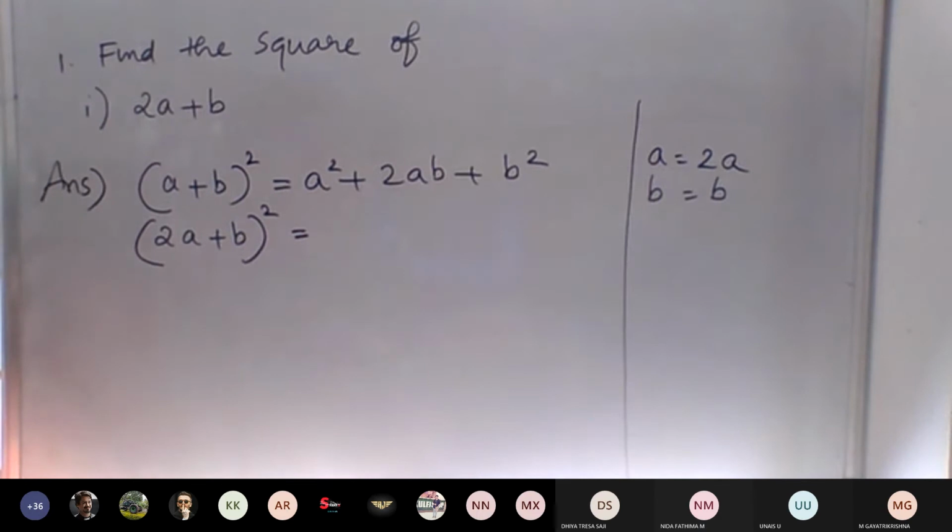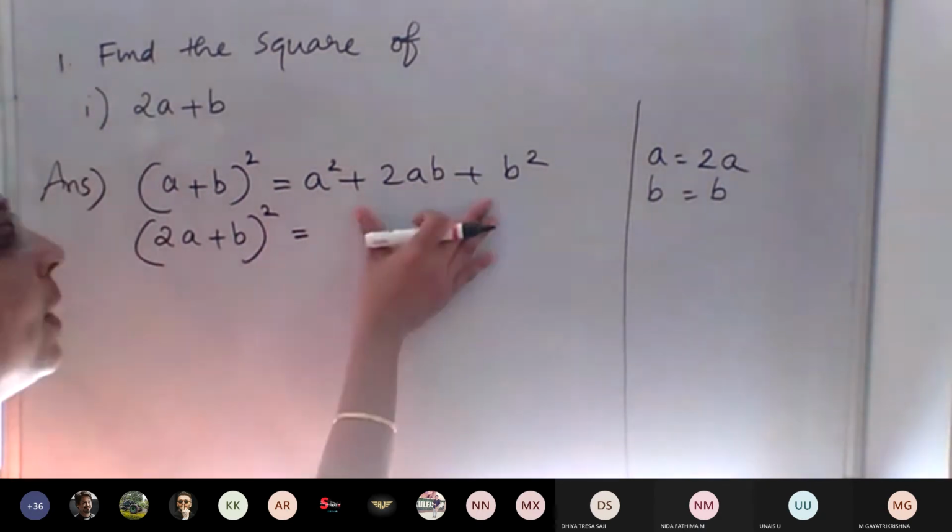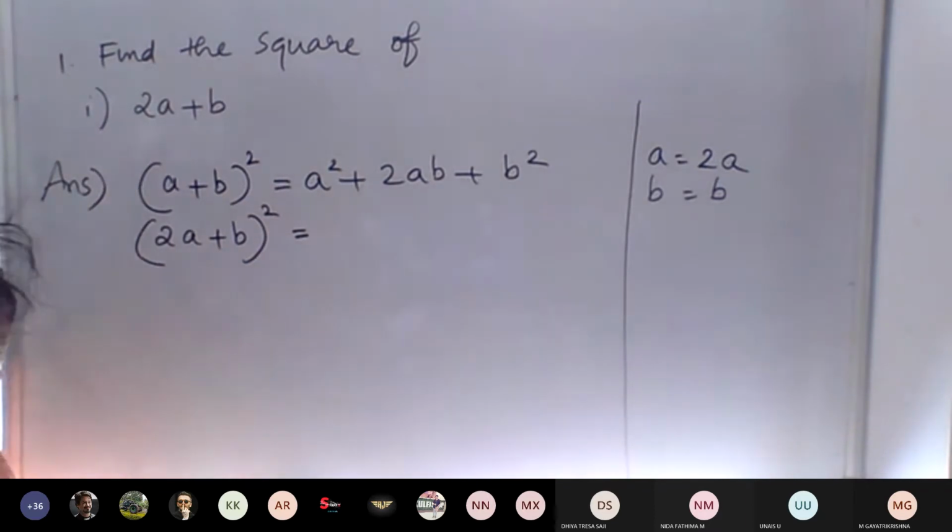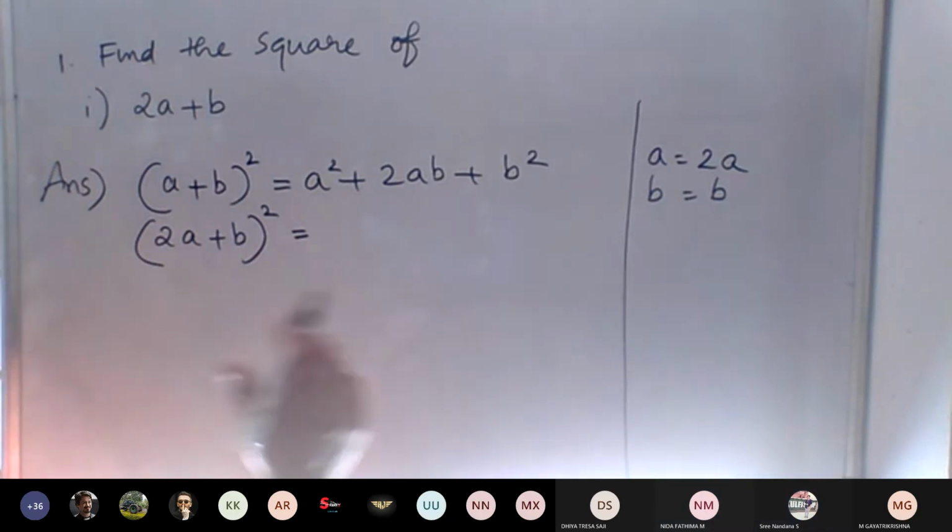Then instead of a, we have the formula a square plus 2ab plus b square. Up to this, have all of you completed? Yes, ma'am. Need time? Others? No, ma'am, I have not completed. No, ma'am, completed. Okay.